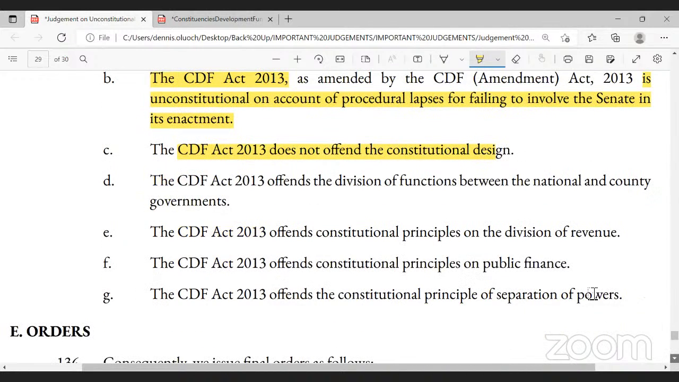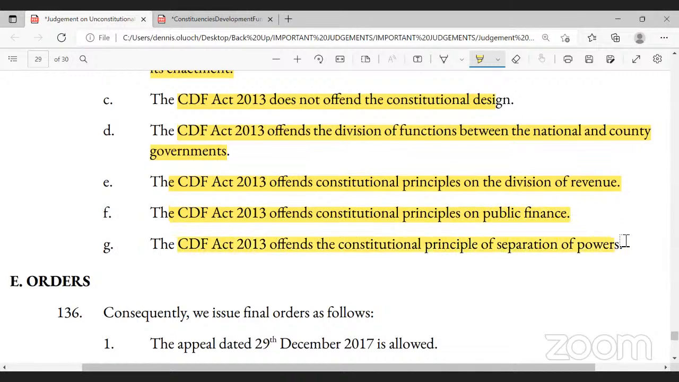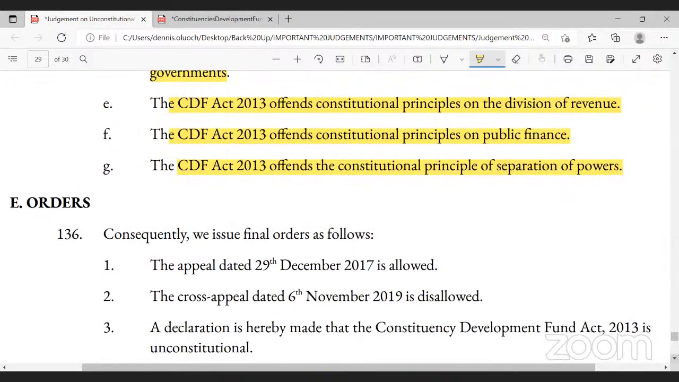the CDF Act offends the division of functions between the national and county government as it is. I agree with this. The CDF Act 2013 offends the constitutional principle of the division of revenue. The CDF Act 2013 offends the constitutional principle of public finance. The CDF Act offends the constitutional principle of separation of powers. Okay? And so those were the findings of the court.